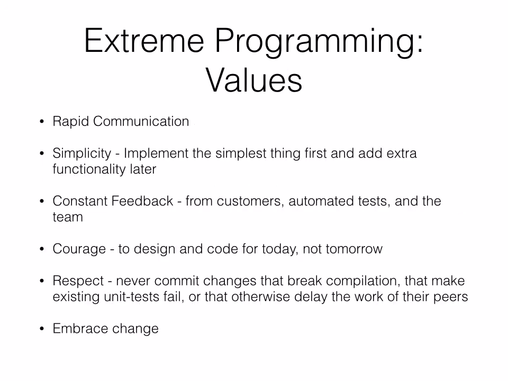So now let's go to the next slide, the last slide before we conclude our lecture today, and talk about the values of extreme programming. We've talked about this in many different forms, but let's recapitulate them. Rapid communication: constant, effective, face-to-face communication is key. Simplicity: remember we talked about maximizing the amount of work not done, implementing the simplest thing first, and then adding additional functionality later, only based on what is communicated as being absolutely needed. Constant feedback from customers, automated tests, and the team itself.